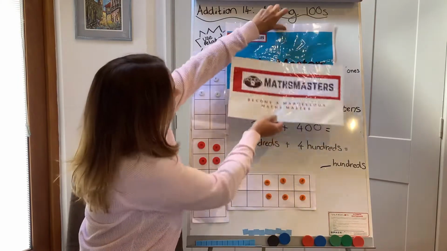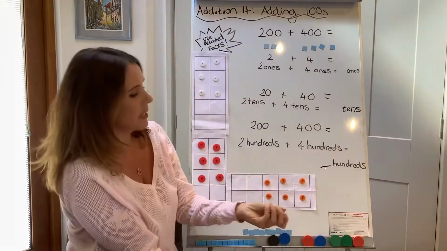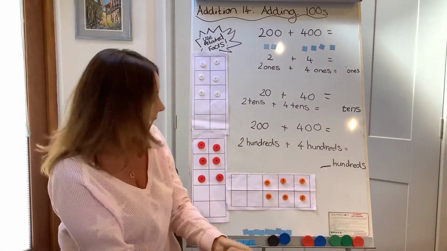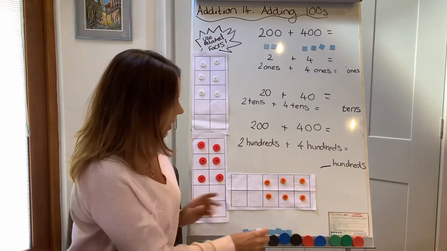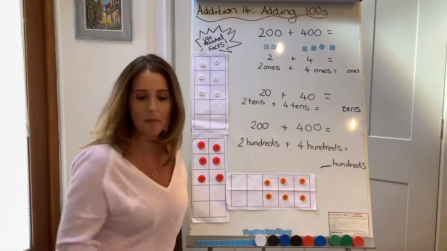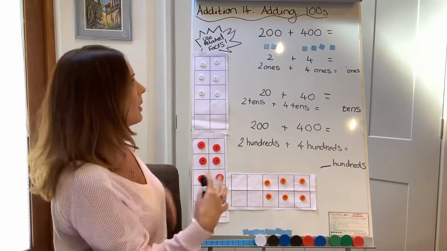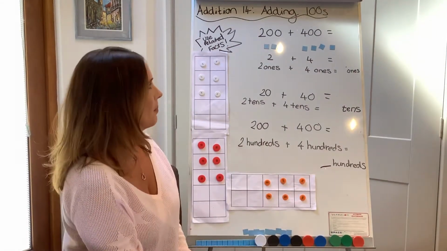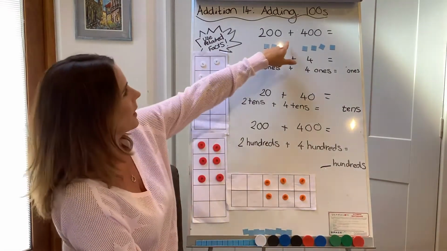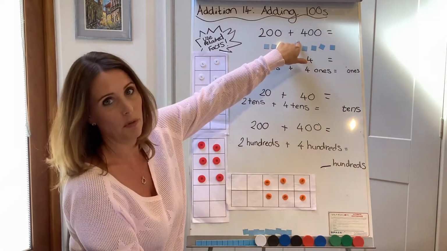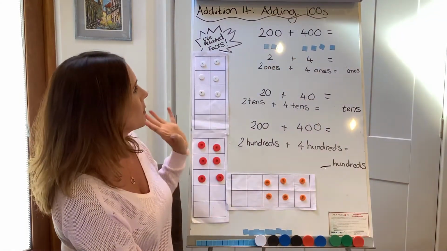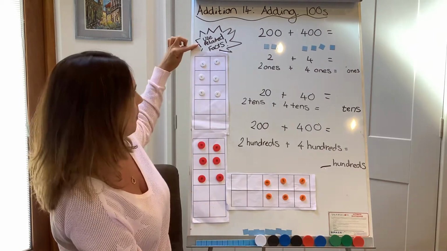So this is why it's so important in reception, year 1 and year 2 that we really have our number bonds in our long-term memory so we can quickly retrieve them to use them when we come to bigger numbers. So I'm wanting to do the calculation 200 add 400. So I can use my related facts to help me.